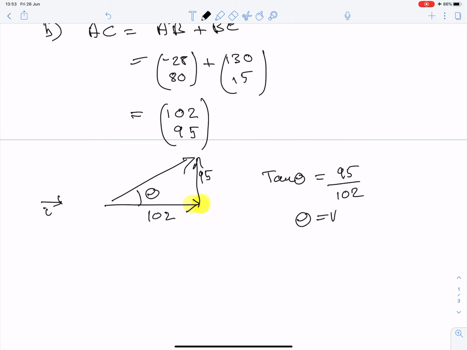So theta equals arc tan of 95 over 102, something slightly less than 1, so the angle is going to be slightly less than 45 degrees. Tap it in the calculator, 43.0 degrees to the nearest tenth of a degree.